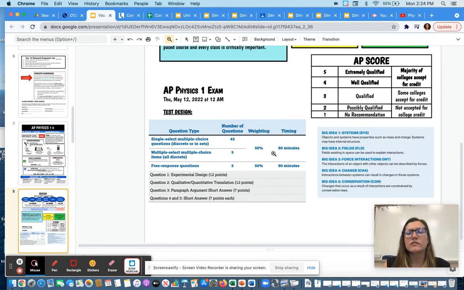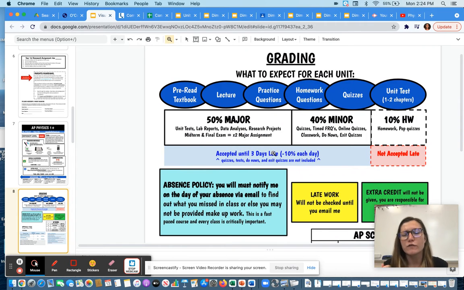The way that each unit generally works, and this holds true for AP Physics C as well, is there's some pre-reading involved. Then there's a lecture that involves practice questions that are either done together as a class or individually in groups and then reviewed. They then have a set of homework questions. From those homework questions, they have a series of quizzes. And then about a week to 2 class periods after the quiz will be the unit test. Each unit test will cover about 1 to 2 chapters in the textbook or one set of guided notes.